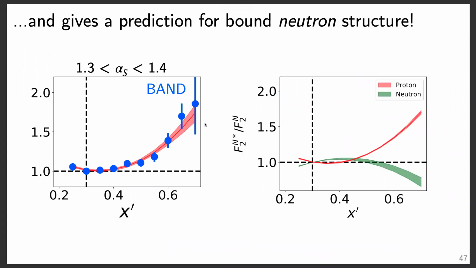Another benefit to this is that it gives you a prediction for the bound neutron structure. If you have the deuteron and you have the bound proton, you really don't have that much wiggle room left with the bound neutron. And so that's what's being shown here: this is the fit that was shown before for the proton, and this green curve shows a prediction for the neutron.